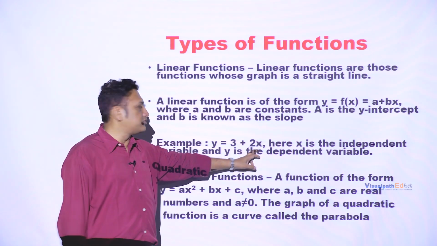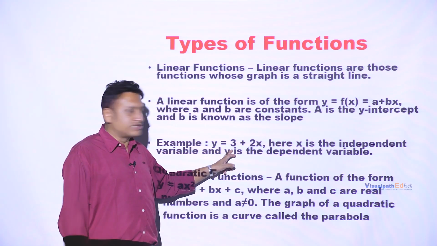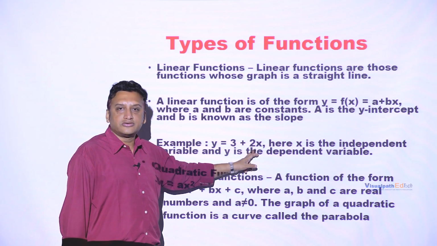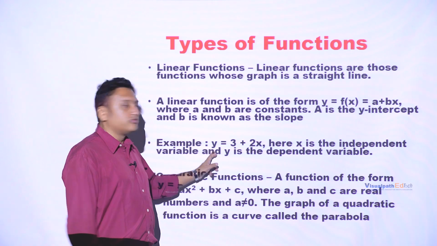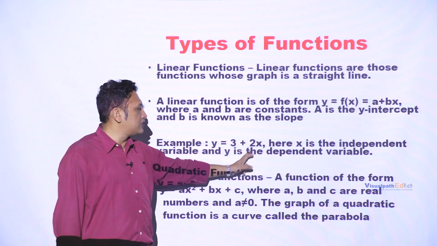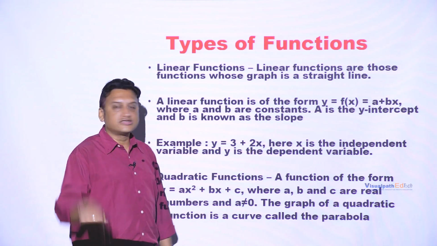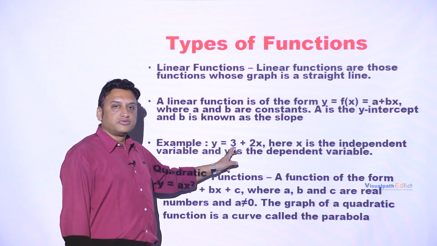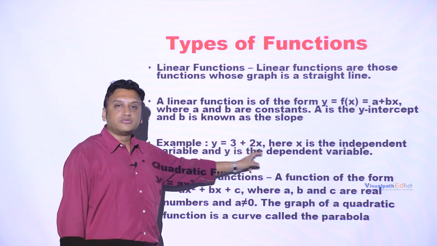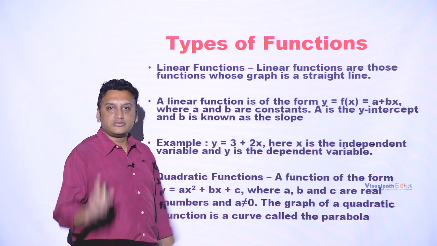Now, say for example, if I take x is equal to 0, then the value of y will be 3, because we will get 3 plus 2 into 0, which is 3. If I take x is equal to 1, then the value of y will be 5. 3 plus 2 into 1 is 5. If I take x is equal to minus 1, then the value of y will be 1. Why? Because we will get 3 plus 2 into minus 1, which is minus 2. So, ultimately y will be 3 minus 2, which will be 1.